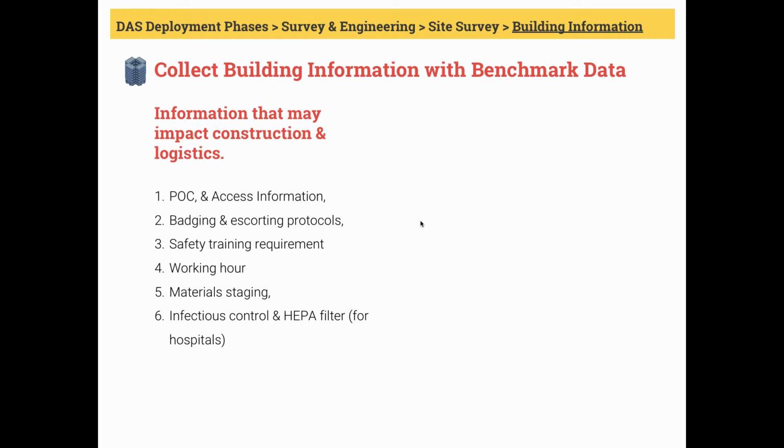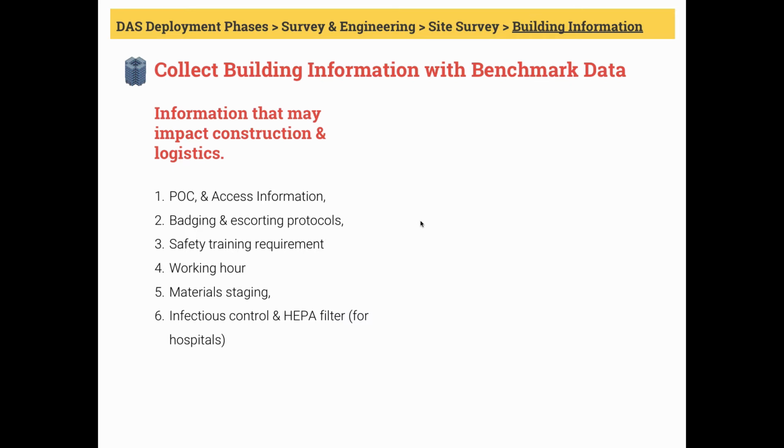Along with benchmark data collection, engineers also collect two types of information during this survey. Information type 1: information that may impact construction and logistics. For example, point of contact or POC of the building and access information, badging and escorting protocols, safety training requirements, working hours when the construction crew can work on the DAS, materials staging, where we are going to keep all the materials during the construction, infection control and HEPA filters, which are usually applicable for hospitals, and other relevant information like this.